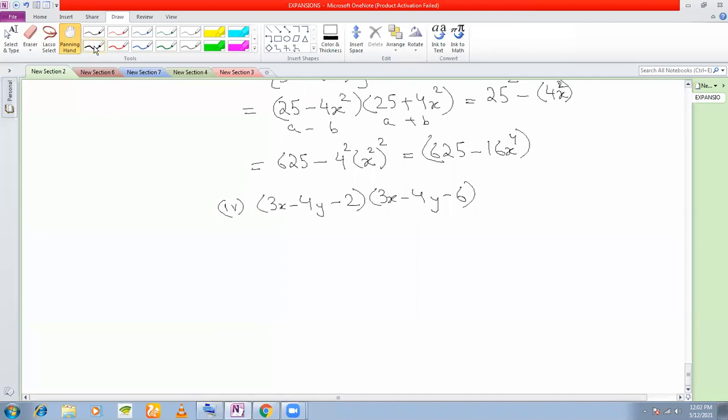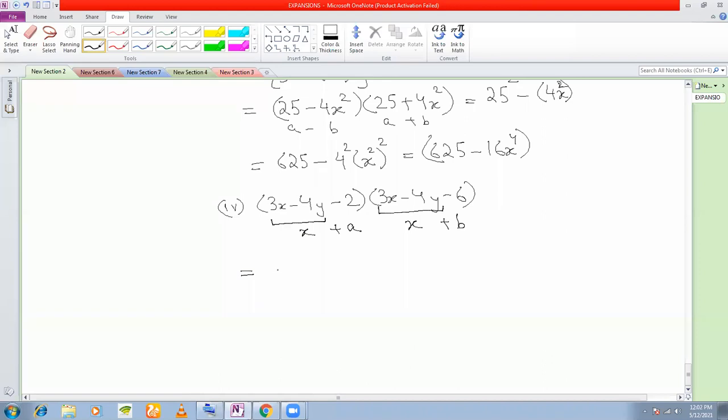Now what you see here is that for the first one, this is the same, right? 3x minus 4y is here, 3x minus 4y is here. So you can consider this as your x. And here you have a minus 2, so x plus a. And this is again, if you consider this entire part as your x, this is your plus b. So what do you see? X is 3x minus 4y, a here is minus 2, b here is minus 6. So what is the formula for x plus a into x plus b?